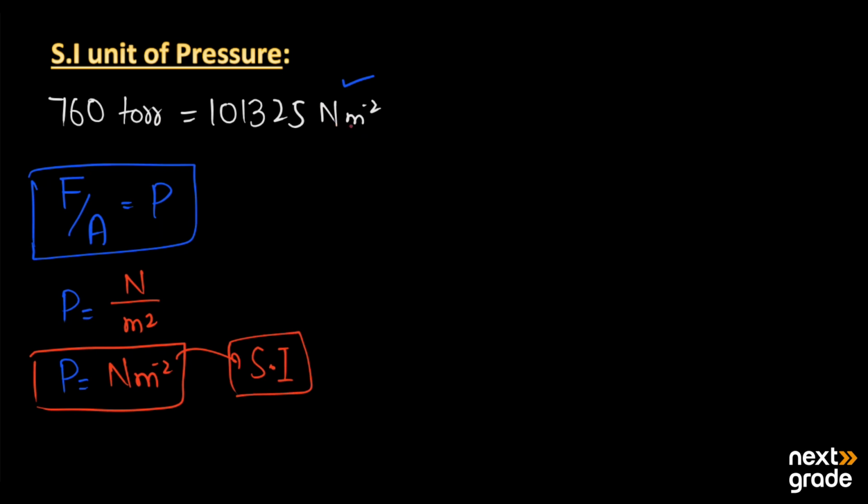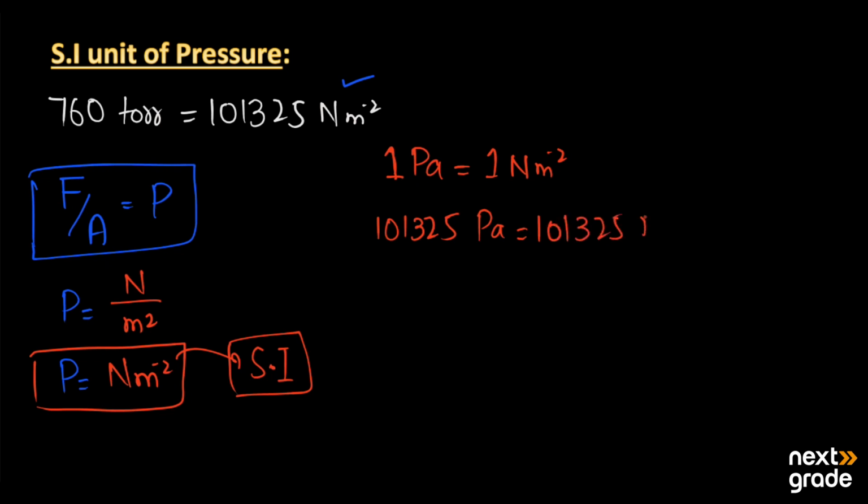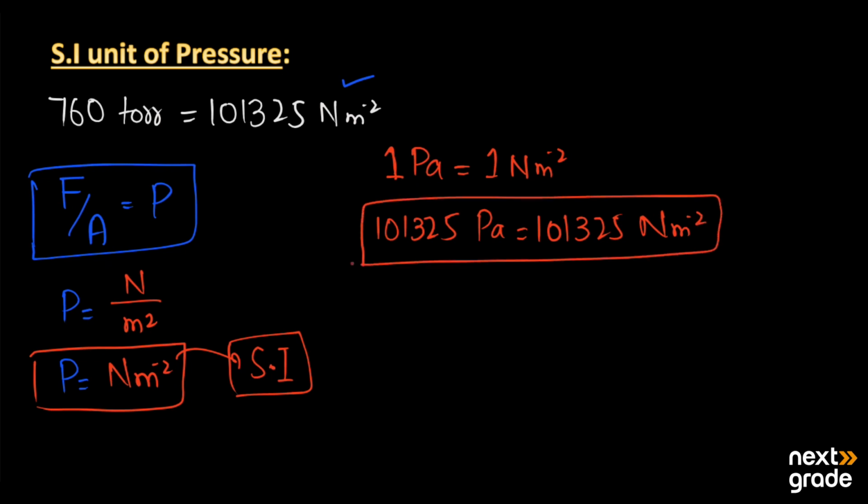When we have a look at Newton per meter square, 1 Pascal is equal to 1 Newton per meter square. So 101,325 Pascal will be equal to 101,325 Newton per meter square. So in Newton per meter square, in SI unit, we will use the value 101,325.